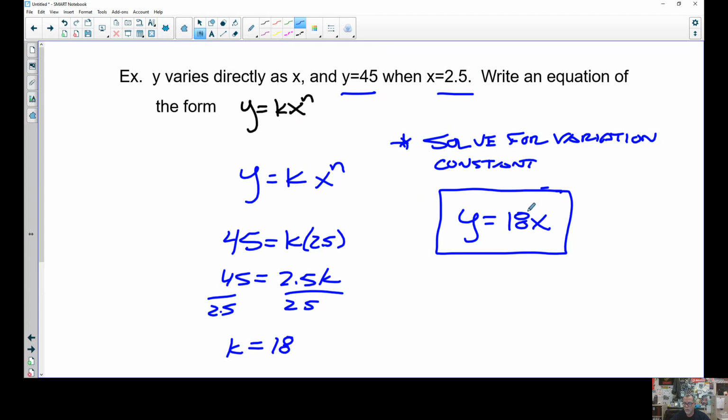X and y are still general. We solve for our k. So we found with this example, we used it to find k. We've got our equation. So that was the key there. We wanted to write the equation. All right, let's keep moving.